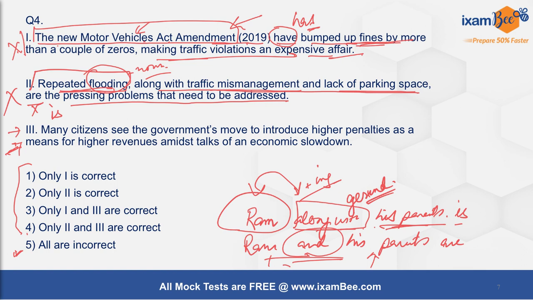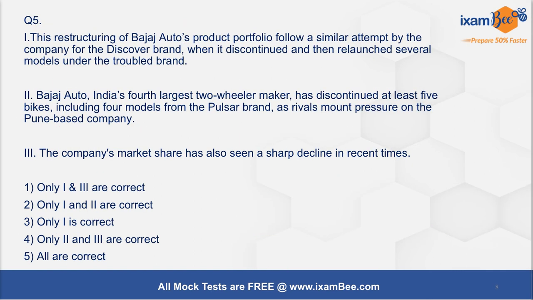But for learning purposes, let us see. Many citizens see the government's move to introduce higher penalties as a means for higher revenues. It should be 'as a means to higher revenues'. So I hope you are understanding how, with a smart approach, we can save our time and achieve accuracy. Let us see the next one. Question number 5, you can see on your screen. Pause the video and answer yourself. This question I'm not solving for you. You just try to solve it and write your answer in the comment section. Tomorrow I'll post the answer there in the comment section.